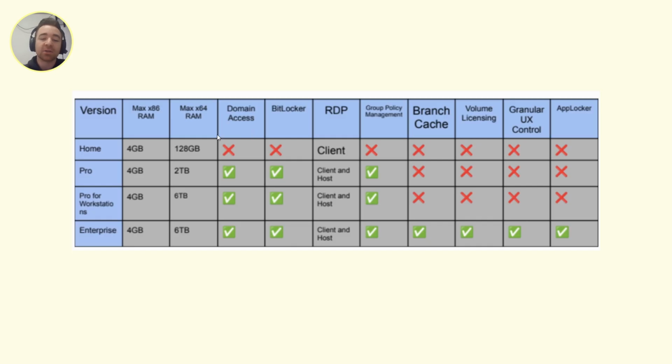Domain access, you can see which ones have access to those here. BitLocker, you can see which ones have access. Remote Desktop Protocol, you can see how that works, right? It outlines it all here for you. So take a screenshot of that if you want.